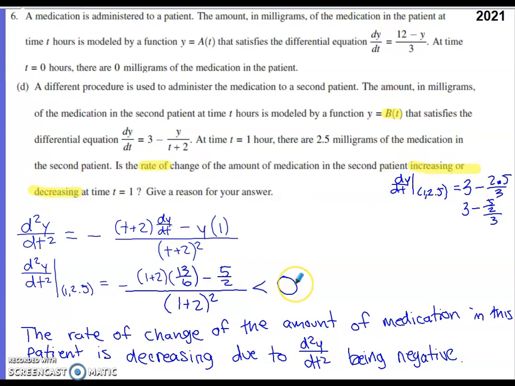So they say, is the rate increasing or decreasing? And hopefully what that triggers for you is the fact that you're going to have to look at a second derivative. The rate of change of a rate of change would have to be analyzed in order to make a judgment about whether the rate of change itself is going up or going down.